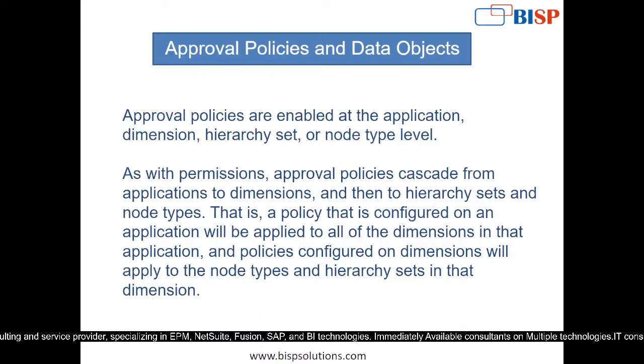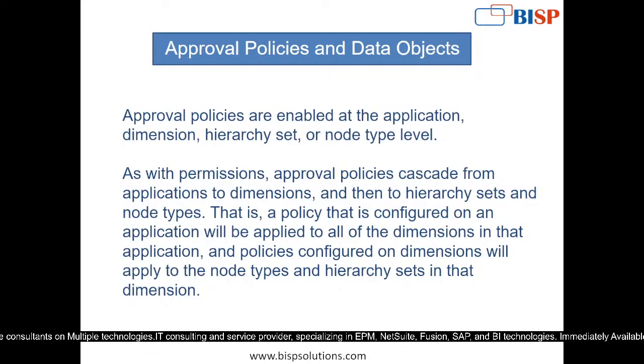Okay, so approval policies and data objects. Approval policies are enabled at the application, dimension, hierarchy set, or node type level. So you can enable the approval policies at any of those levels. As with permissions, approval policies cascade from application to dimension. So all the policies will go from application to dimension, and then hierarchy sets and node types. So it will just follow the full path.